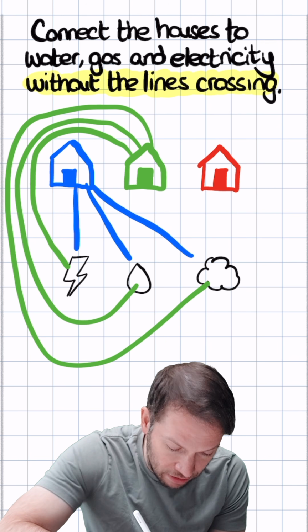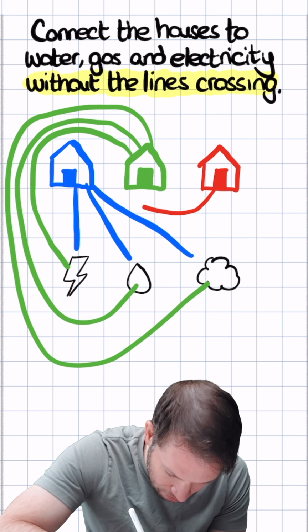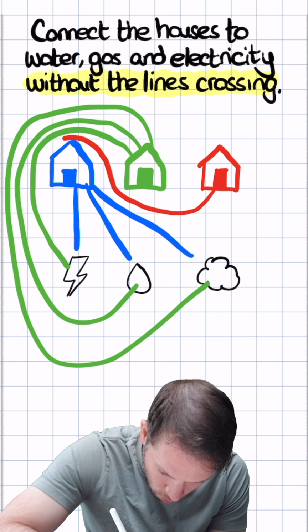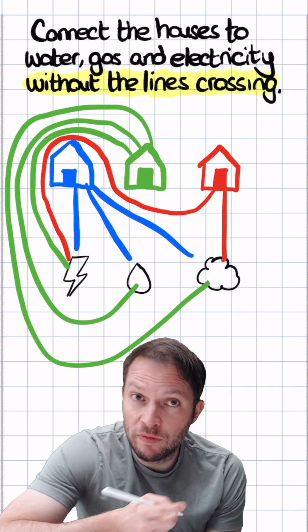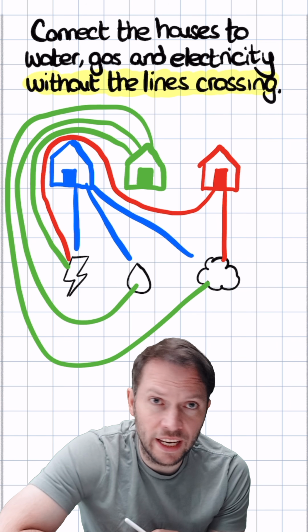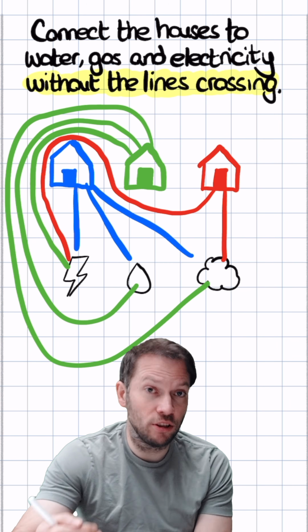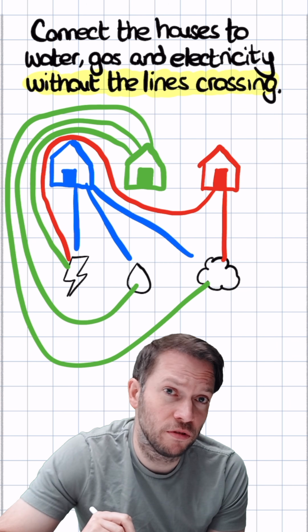And then what about the red house? Well, we can just about connect it to electricity if we squeeze through here. We can certainly connect it to the gas, but now we've blocked off the house from water and we can't connect it in any way. And in fact, any way you try to draw the lines, it's not possible to solve this problem.